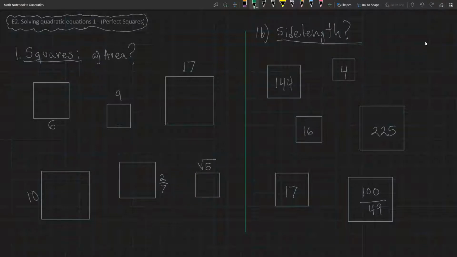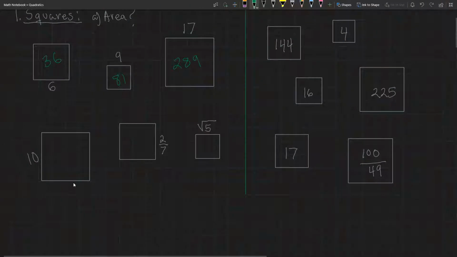Let's do that now. Remember that the area of the square means how many of those little smaller square tiles are inside. For this particular example, how many are inside? It should be 36. How many little squares are inside this one? If the side length is 9, it should be 81. How many little squares inside this one? It should be 17 times 17. So hopefully you recognize that as 289. How many little squares inside of this one? It is 10 times 10, or 100.